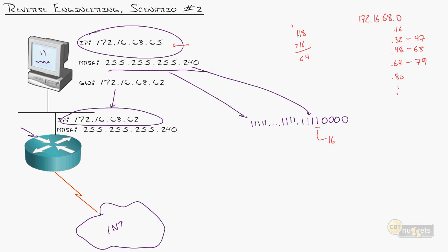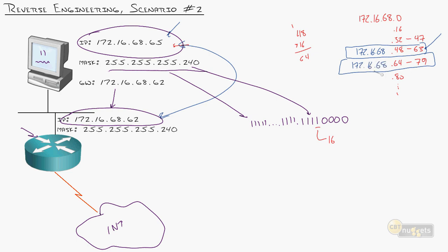First off, are either of these IP addresses invalid? No, they're not. The router happens to have the last valid IP address from this range. The router is in 172.16.68.48 through 63. He's got a valid IP address. It's not a broadcast. It's not a network, but it's the last one from that range. And this computer happens to have the first valid IP address from this range. What's the problem? 65 is not the network. It's the first real IP address.